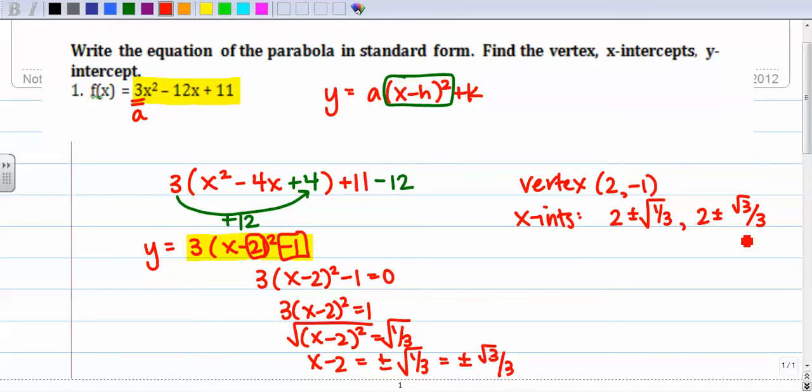The y-intercept should be the easiest piece to find. Go back to your original function, and there it is. It's the c value. So the y-intercept for this function has a value of 11.